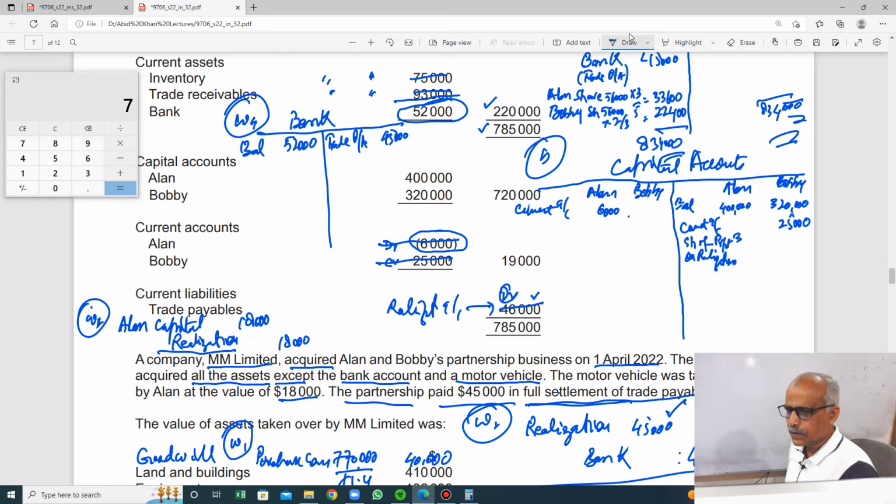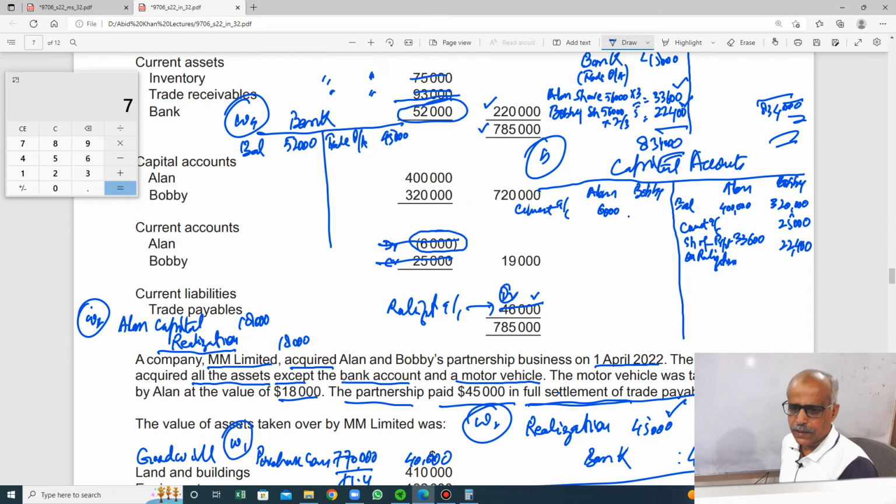Alan account, capital account got 33,600 from profit, and Bobby 22,400. Now realization account transferred to capital. Now realization account is also closed.